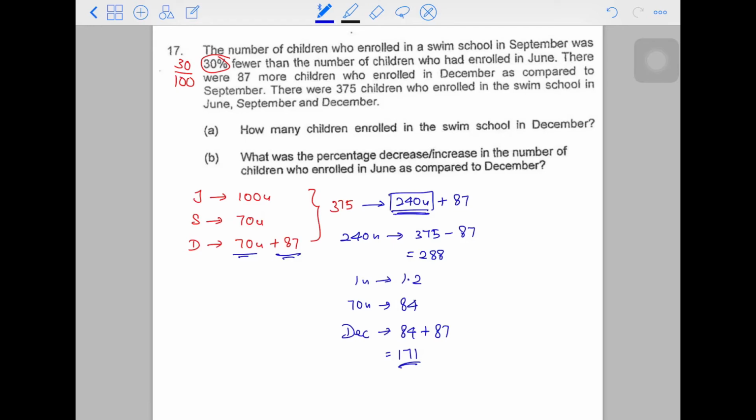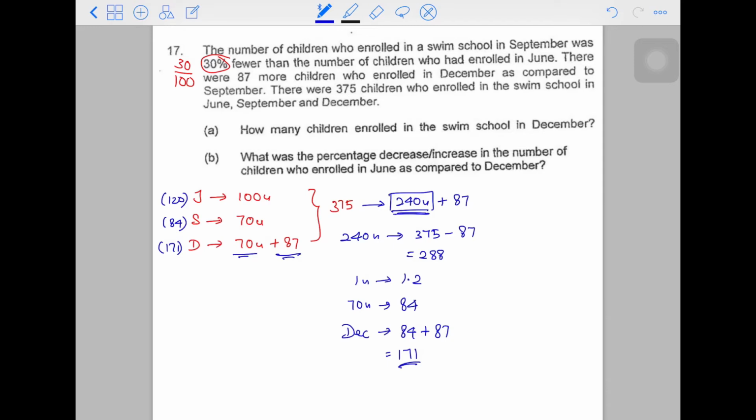Alright, okay, let's write down all the details first before we work on B. So now we have December 171. Then for September, we have 70 units, which is 84. Therefore our June, we have 120. So let's look at B because they need the information from here already.